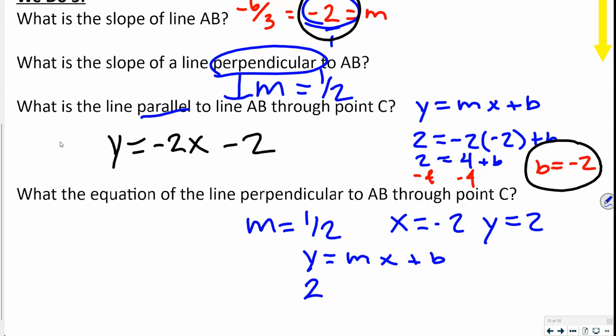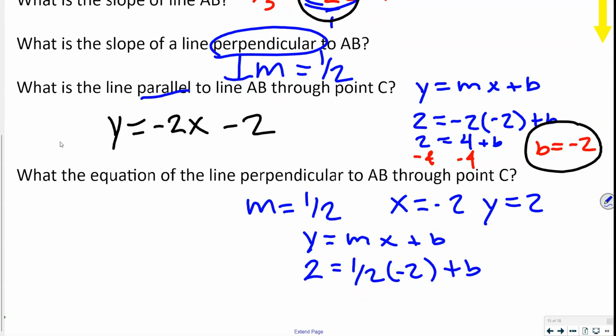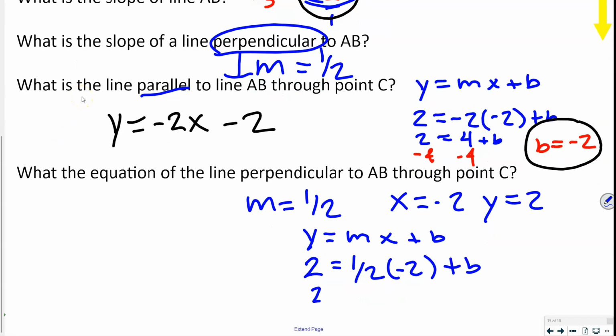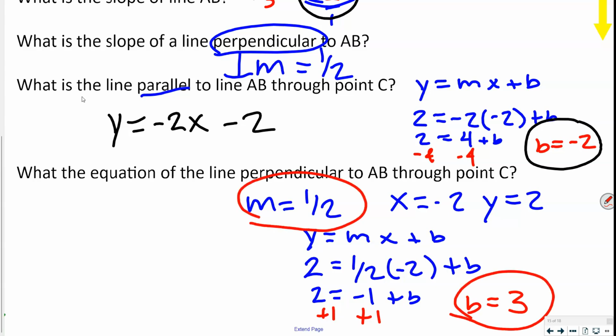So it's going to be 2 equals 1/2 of negative 2 plus b. Half of negative 2 is negative 1, right? So it's going to be 2 is equal to negative 1 plus b. So we're going to add 1 to both sides. So b is going to be equal to 3 here. So once again, we need to sub in our m and our b. So y is going to be equal to 1/2 x plus 3.